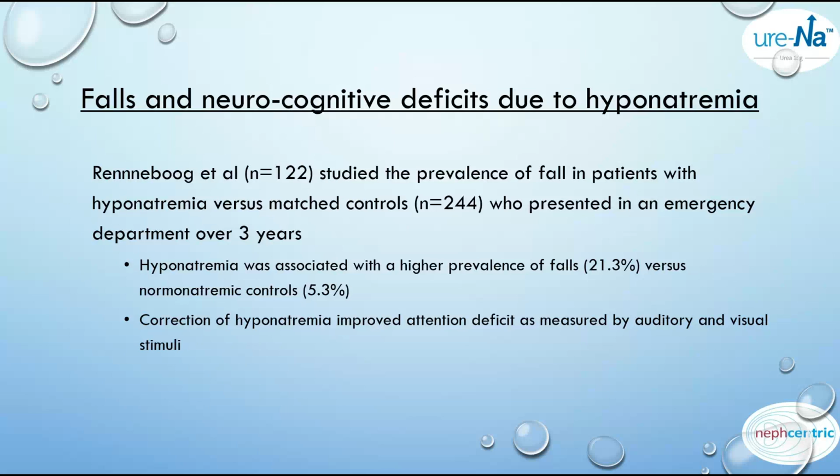And they found that hyponatremia was associated, over a 3-year period, with a prevalence of 21.3% of falls versus 5.3% of falls in normonatremic controls. Correction of hyponatremia improved attention deficit as well, as measured by auditory and visual stimuli.